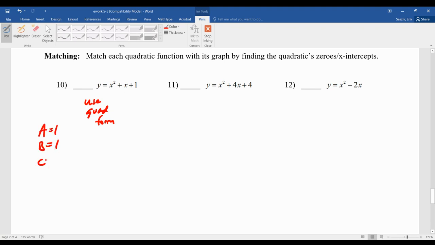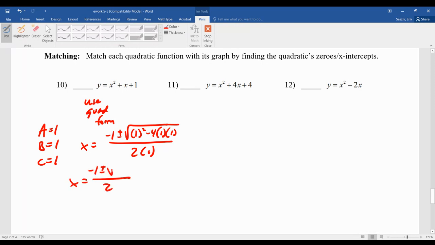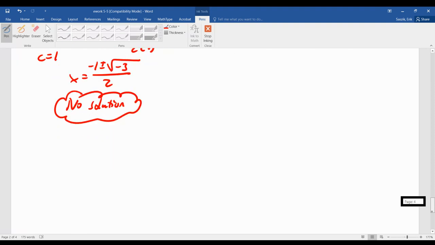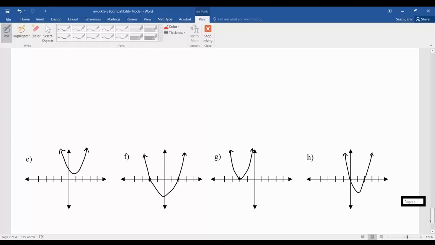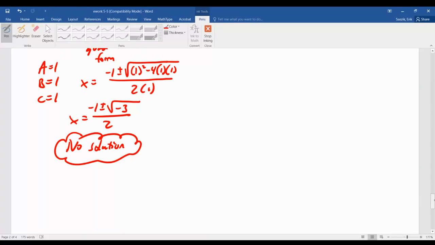A would be 1, B would be 1. Actually, C is 1 too. That's kind of cool. So opposite B plus or minus square root B squared minus 4 times A times C all over 2 times 1. Now check this out. I can stop here because I'm going to have 1 minus 4. I'm going to have the square root of -3. That means it is no solution. You can't take the square root of a negative. So look for the graph down below that doesn't cross the x-axis. And clearly there's only one of them, and that would be E.